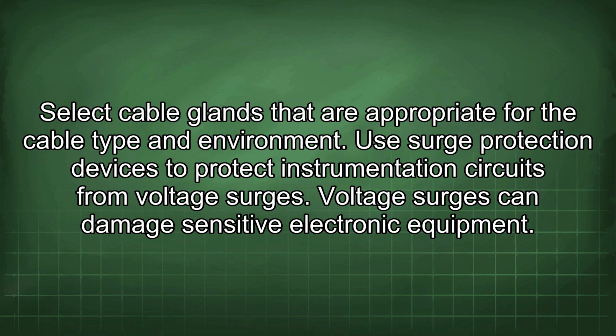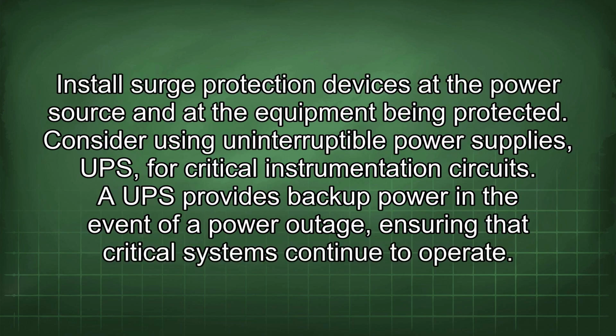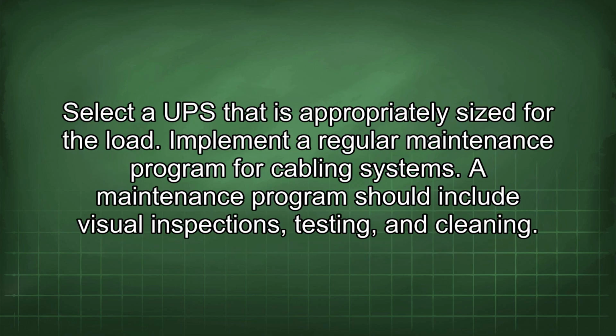Use surge protection devices to protect instrumentation circuits from voltage surges. Voltage surges can damage sensitive electronic equipment. Install surge protection devices at the power source and at the equipment being protected. Consider using uninterruptible power supplies, UPS, for critical instrumentation circuits. A UPS provides backup power in the event of a power outage, ensuring that critical systems continue to operate. Select a UPS that is appropriately sized for the load.